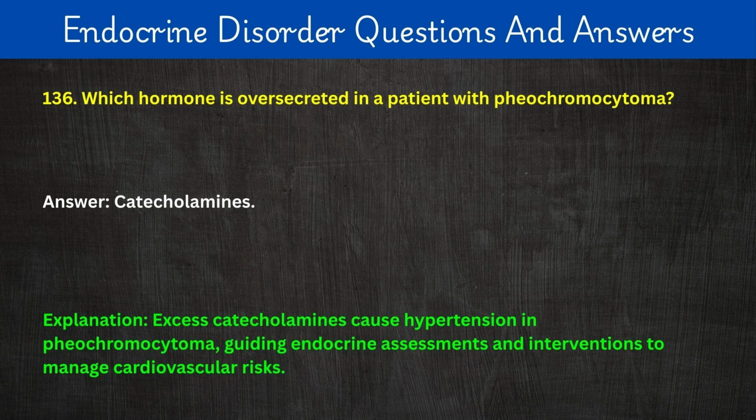136. Which hormone is oversecreted in a patient with pheochromocytoma? Answer: catecholamines. Explanation: excess catecholamines cause hypertension in pheochromocytoma, guiding endocrine assessments and interventions to manage cardiovascular risks.